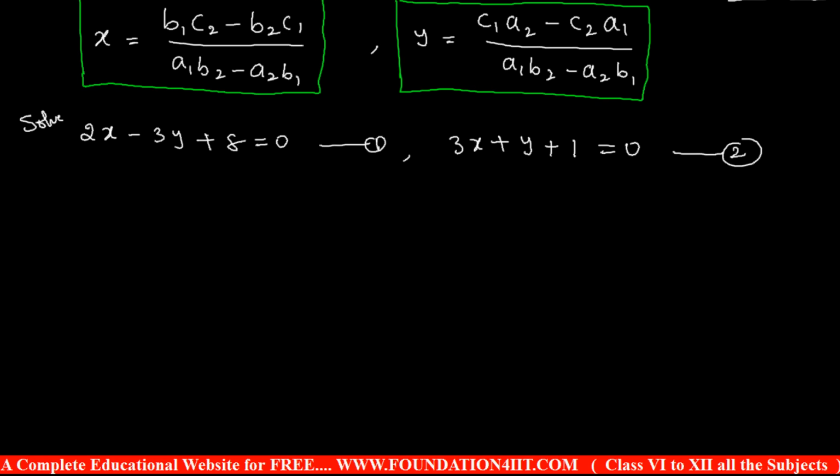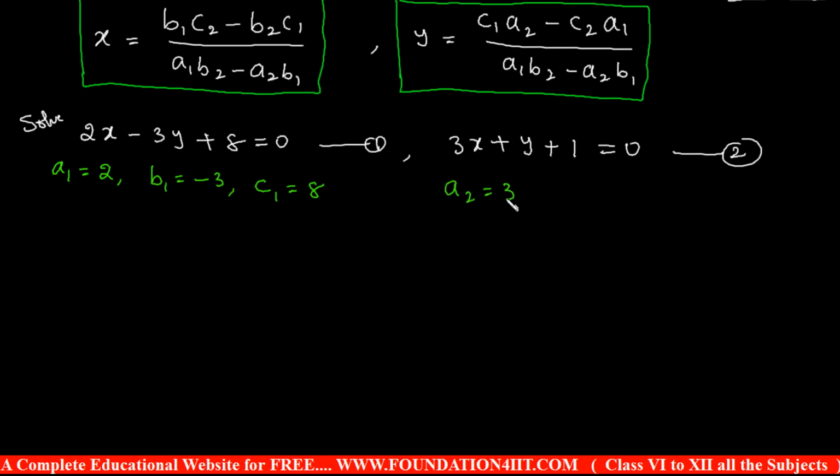When you notice this, here is the problem. 2x minus 3y plus 8 is equal to 0, one equation. 3x plus y plus 1 is equal to 0, second equation. So here a1 is 2, b1 is minus 3, and c1 is 8. Okay, x coefficient, y coefficient, and constant.